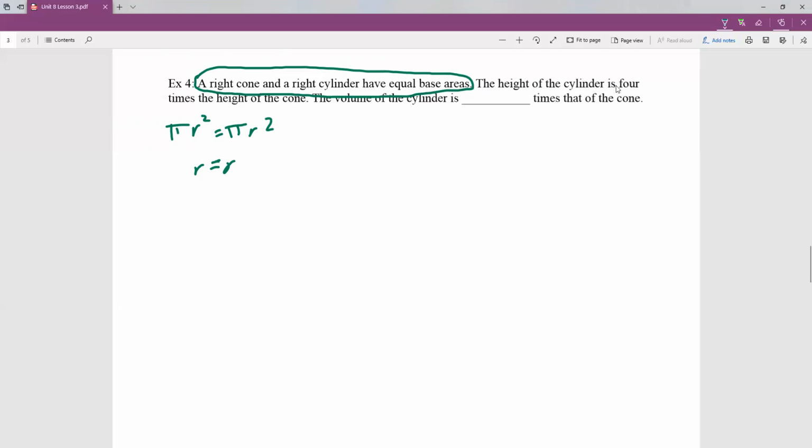The height of the cylinder is equal to 4 times the height of the cone. And it's asking the volume of the cylinder is blank times that of the cone. Okay. Well, the volume of the cylinder is going to be 1/3 cylinder.